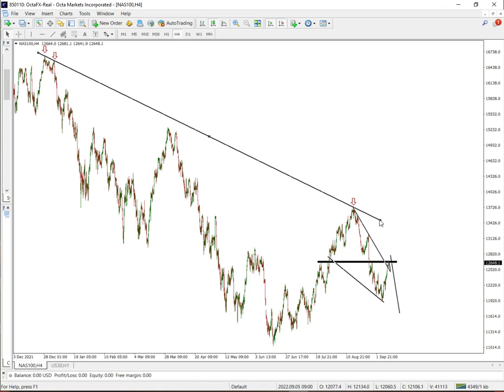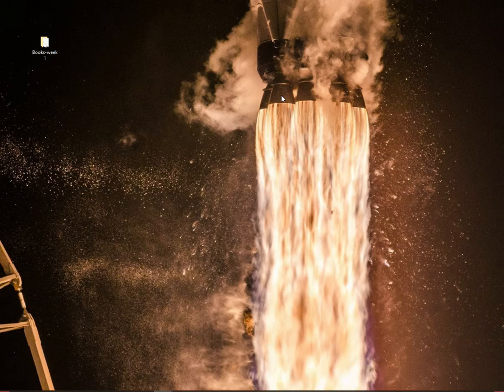So yep, this is how everything is looking at the moment. In bulls and bears, Godspeed.